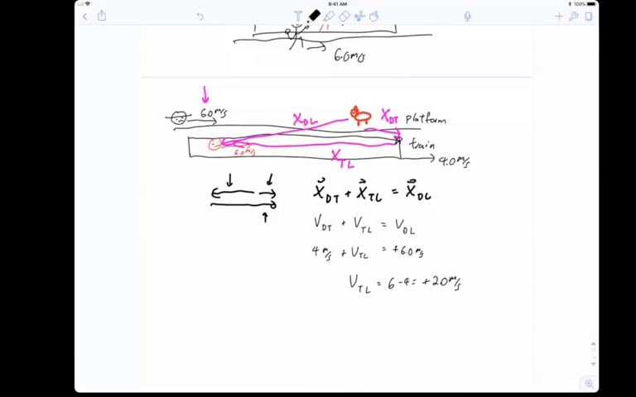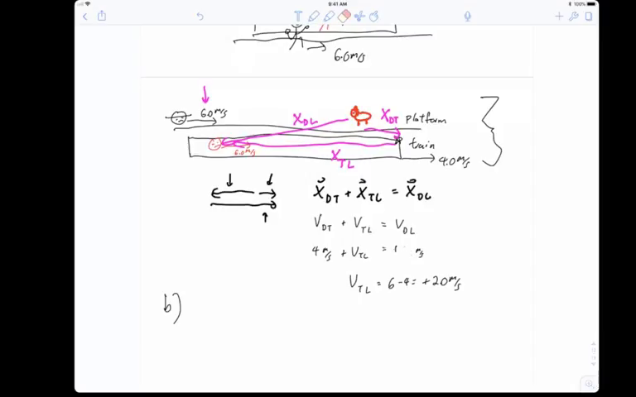Part B. Once the train has reached a speed of 10 meters per second, how fast must the woman walk and in which direction? Well, we can rely on essentially what we've sussed out here. We don't need to redo all of this work. What we've just sussed out is the geometric relationship between all these different reference frames, and it still holds true.